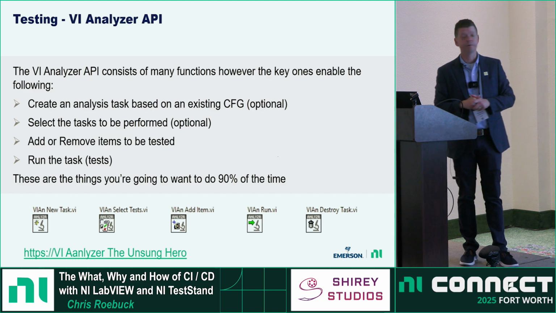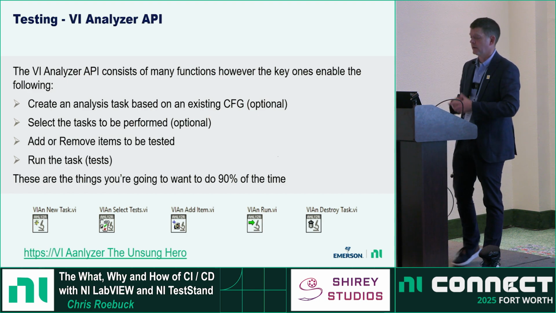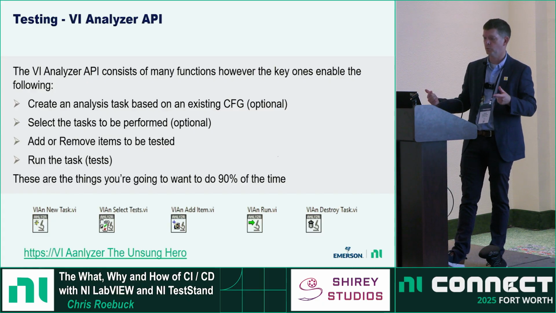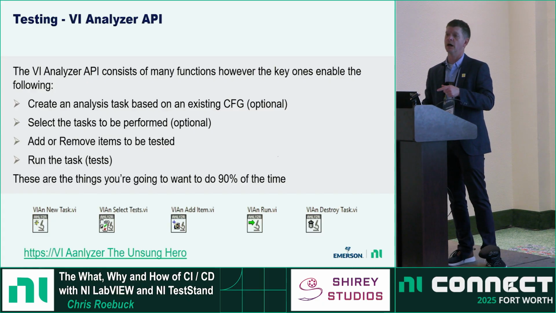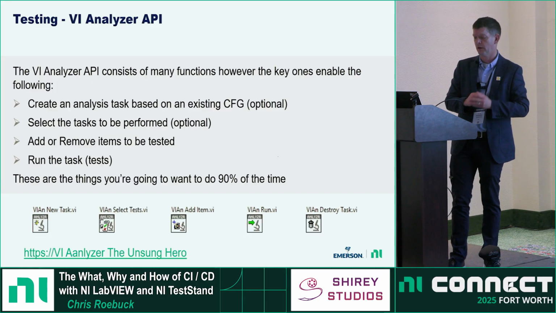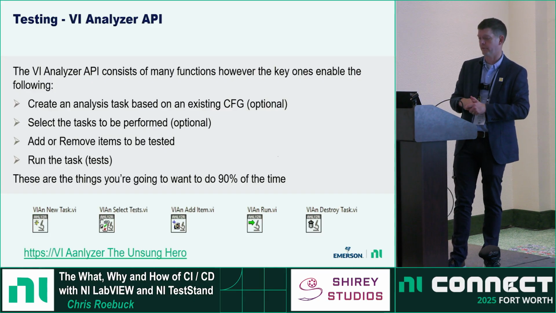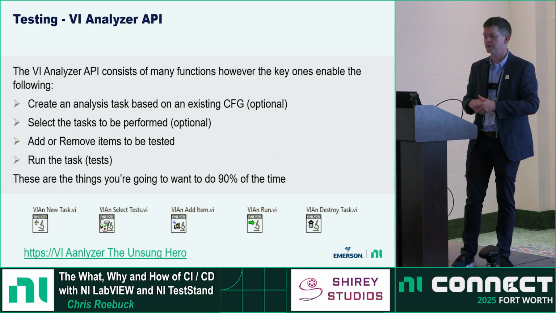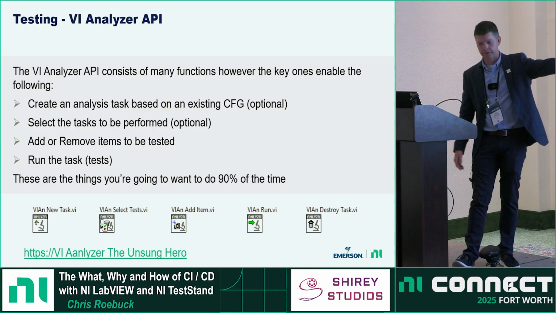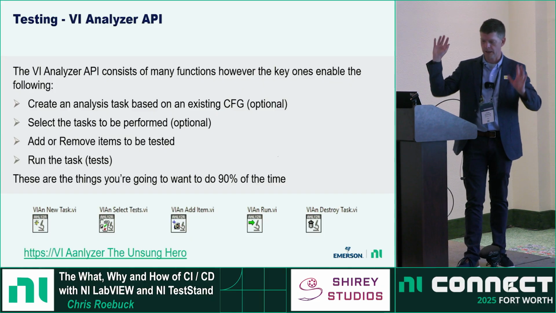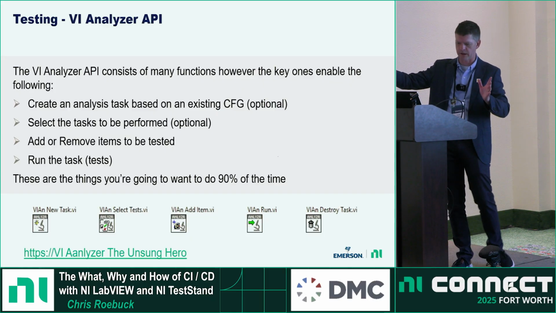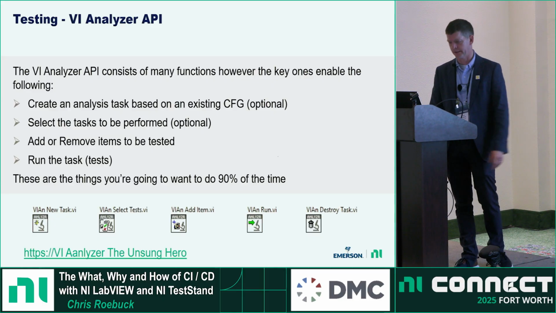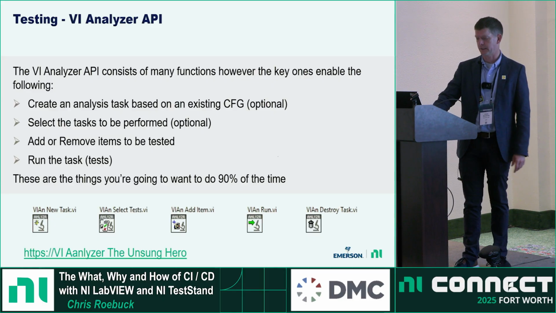VI Analyzer. VI Analyzer has an API. Allows you to create an analysis task and select the tests that you want to run and select the VIs that you want to run the tests on and then run them, and you get a report out of it. So that's kind of the stuff you want to do 90% of the time when you're testing your VIs. There's a link down there. The slides will be available after the event. But there's a link down there to an hour-long presentation I did on VI Analyzer and automating it.